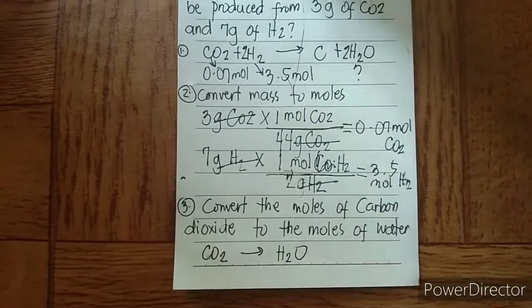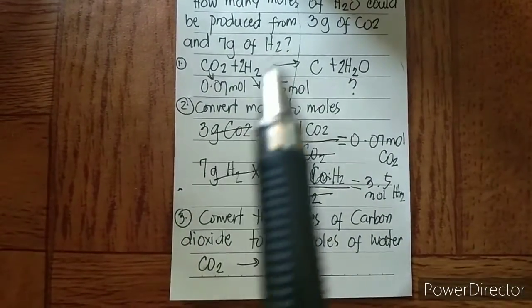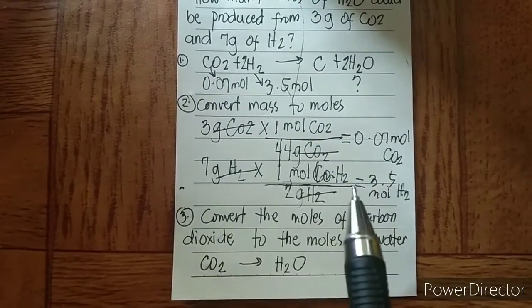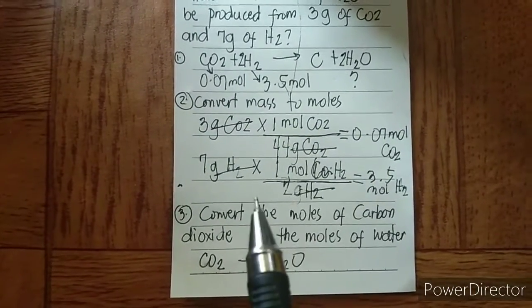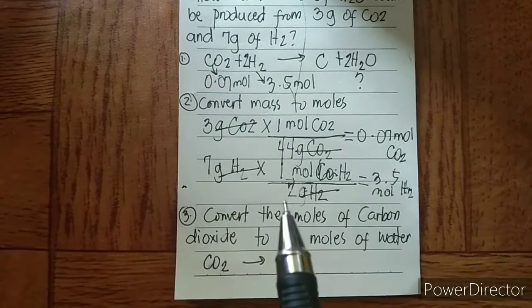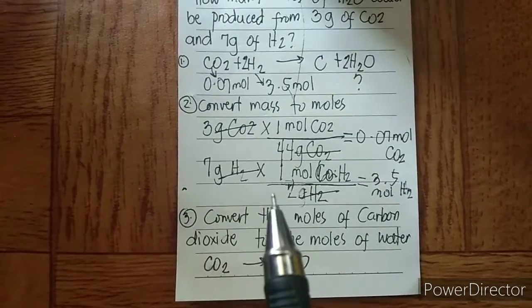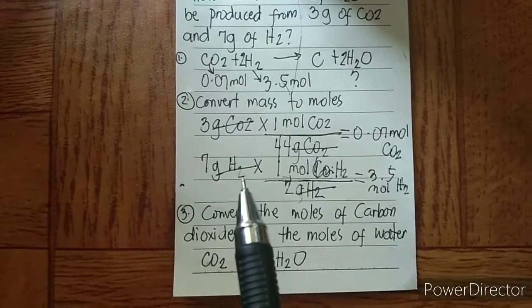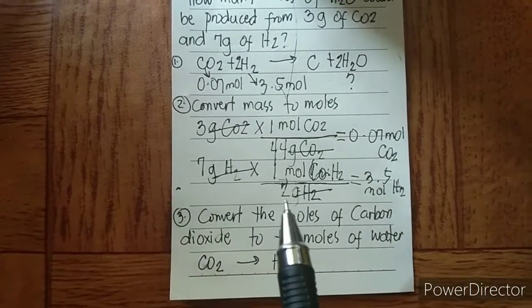Next is the hydrogen. So in the given we have 7 grams of H2. So let's have here 7 grams of H2 times 1 mole of H2 for us to be able to convert it to moles. So divided by 2 grams of H2. So why is it 2 grams? In the periodic table of elements, hydrogen has only 1 mass. So 1 times 2, we have 2 grams of H2.